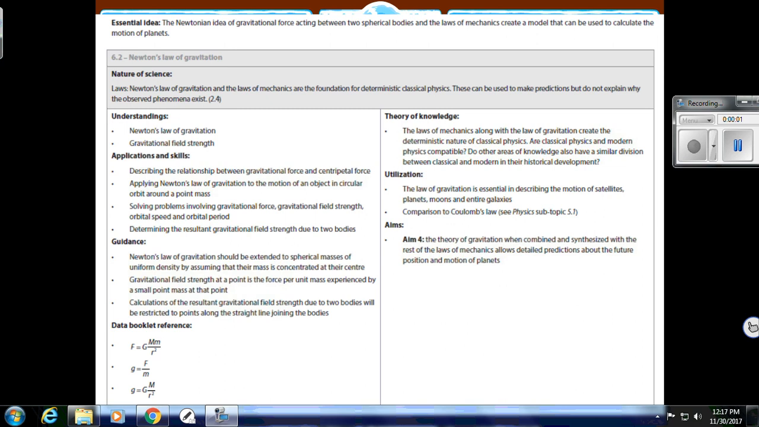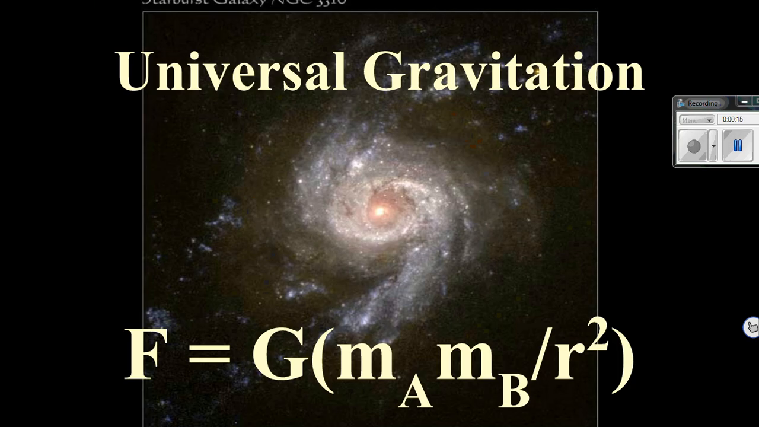Topic 6.2. We'll start today. We're looking at Newton's law of gravitation, and we'll cover a lot of this today. Notice there's three equations, you guys. F equals G m over r squared, g equals F over m, g equals G times M over r squared. Good stuff.